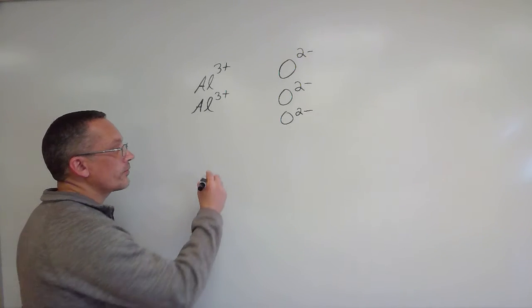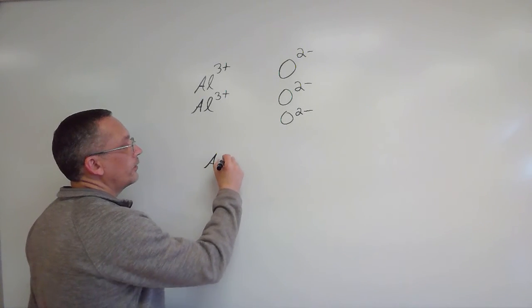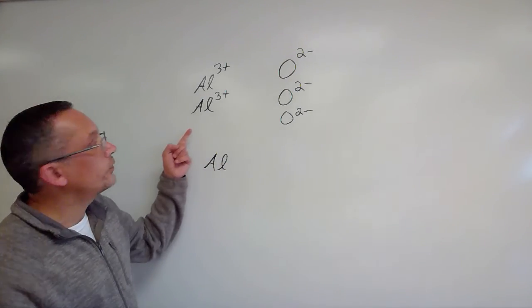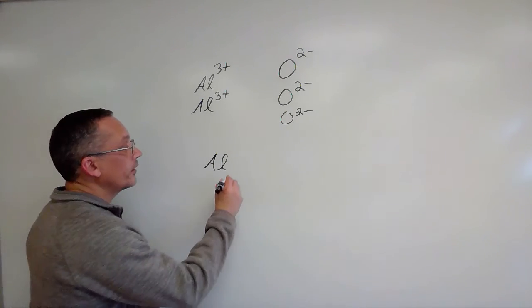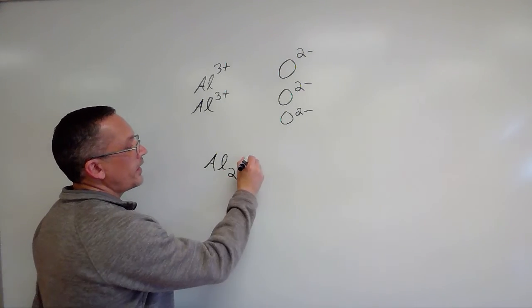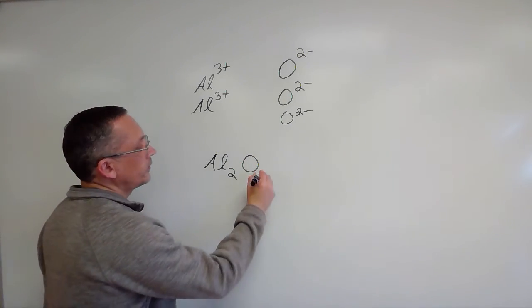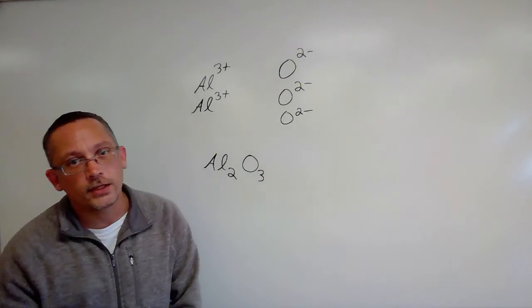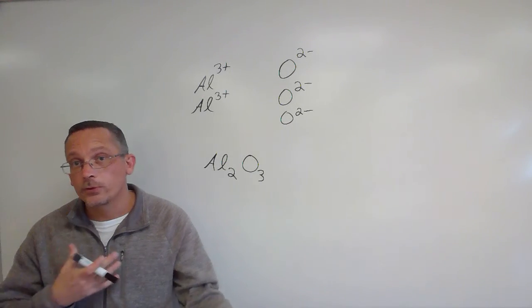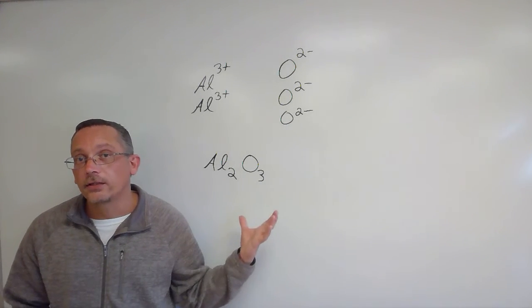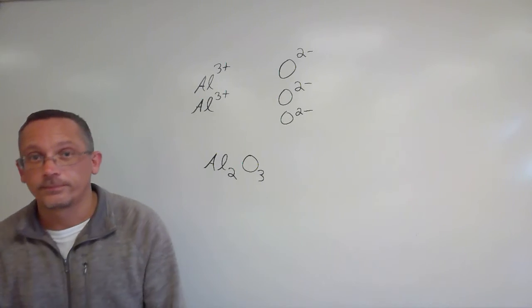The cation goes first, so Al. And how many Als do I have? I've got 2 of them here. And then the anion goes next, O. And how many O's do I have? I've got 3. So the compound that forms between aluminum and oxygen would be Al2O3.